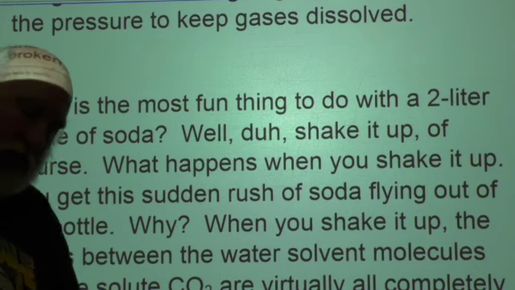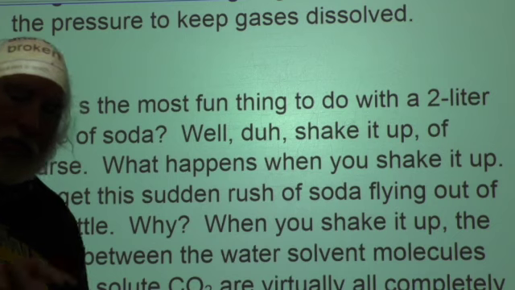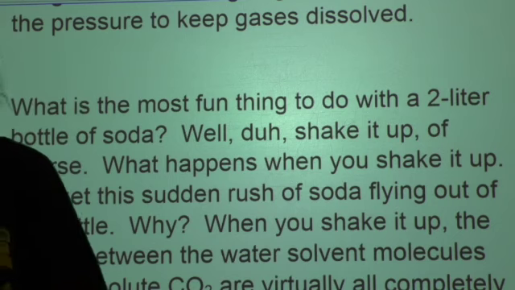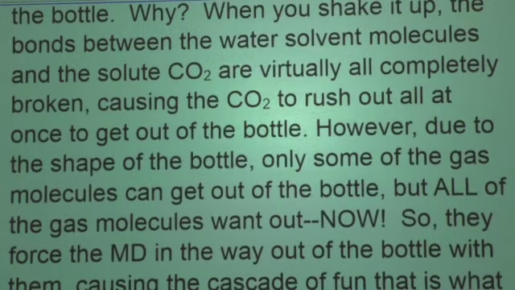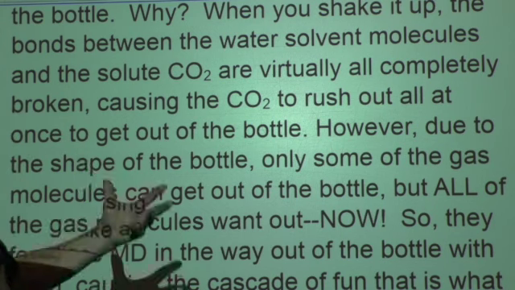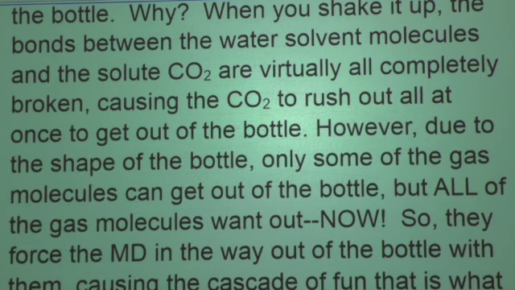So you've got these bubbles down here, with all this liquid around them, and it just wants to come out, and the water can't get out of the way fast enough, so you get this explosion. Not a real explosion, but it seems like one. And of course, if you shake it up and give it to a friend and walk away, you're very well familiar with that. All those gas molecules want out now. So whatever's in the way is going with it.